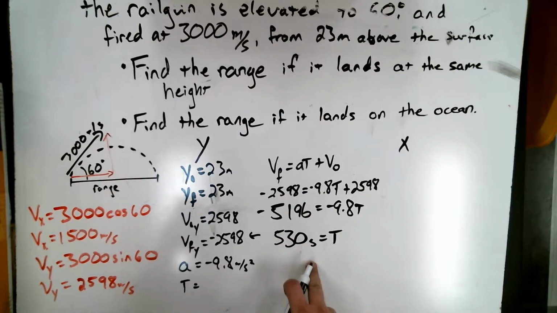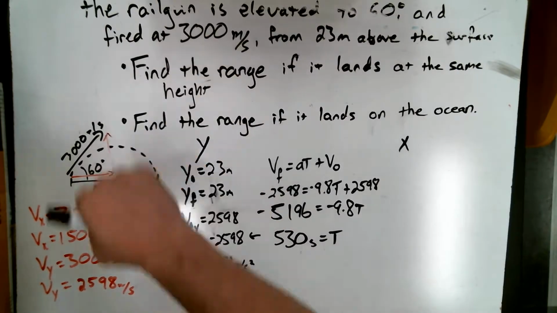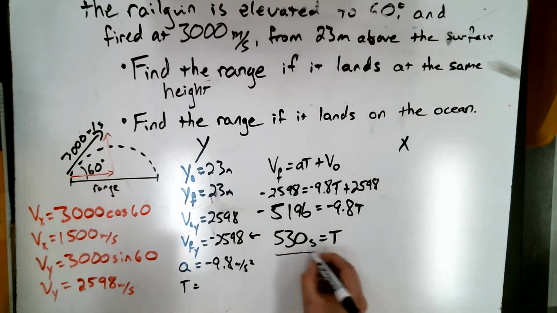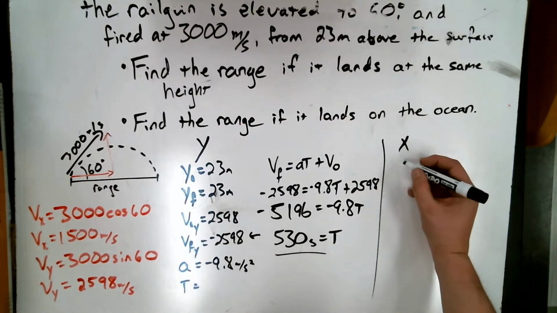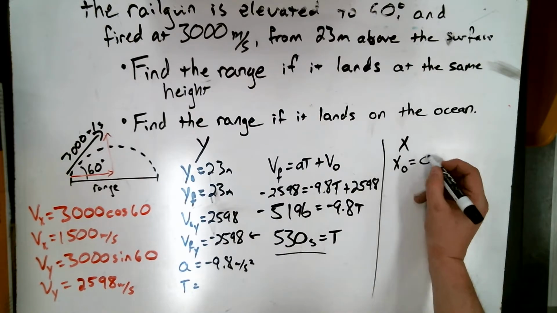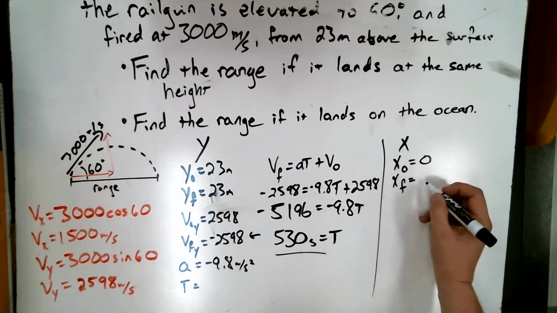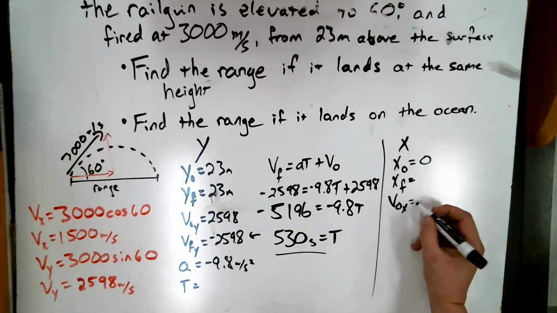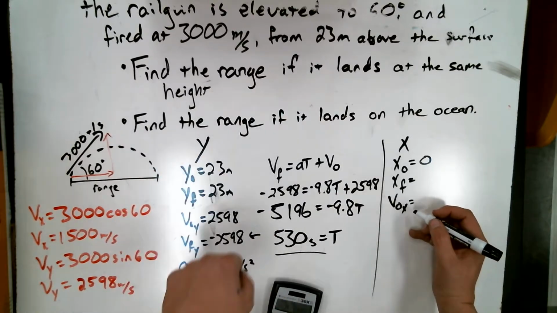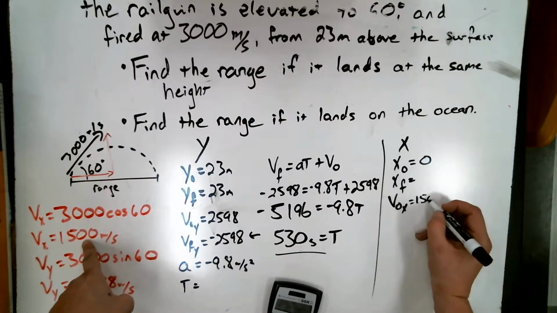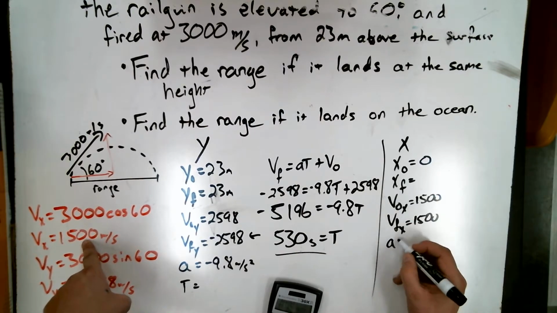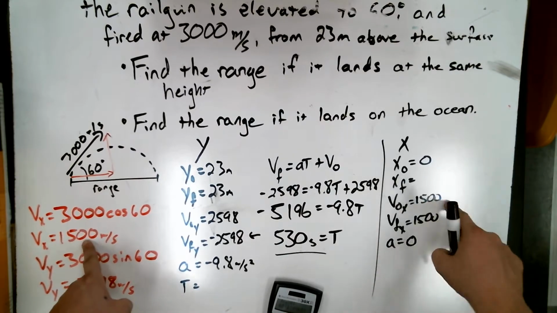This thing is in the air for a long time. It's in the air for over 8 minutes. I'm going really fast, and we're ignoring air, so that messes with all sorts of things. Once I have this, let's go to the x coordinates. x0 is going to be 0. xf is what I'm looking for. My original speed in the x direction is, had it over here, 1,500. My final speed in the x direction is 1,500. The acceleration is 0. That's why I know these are the same.